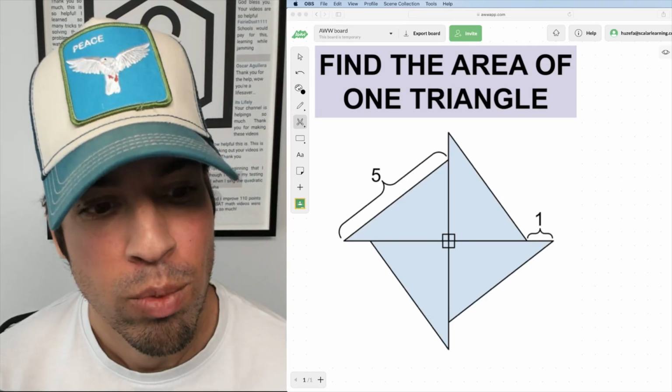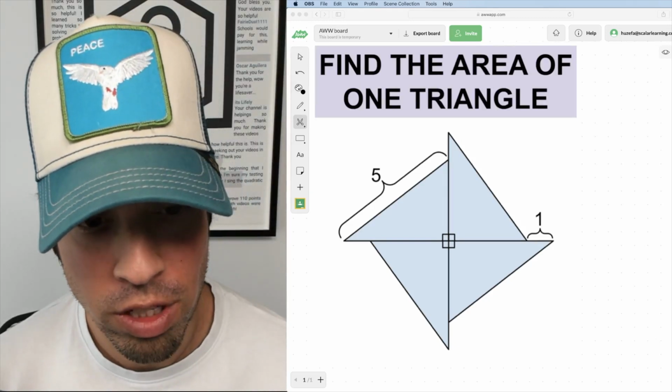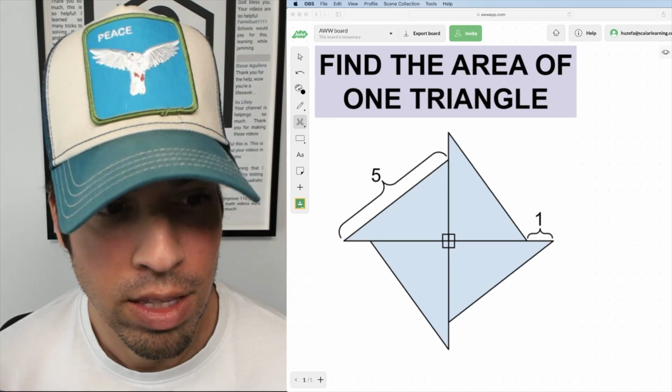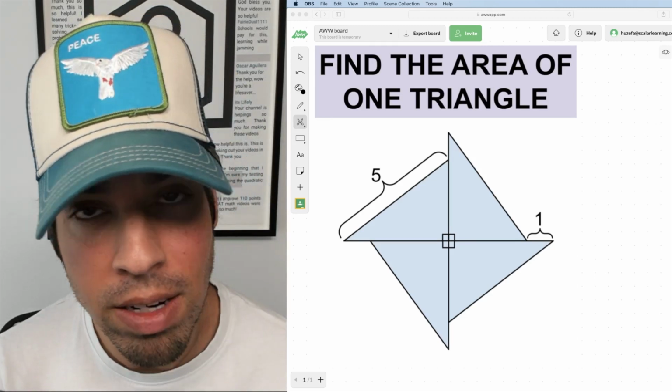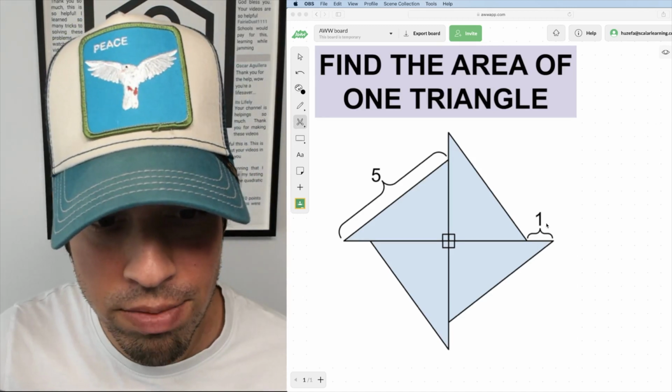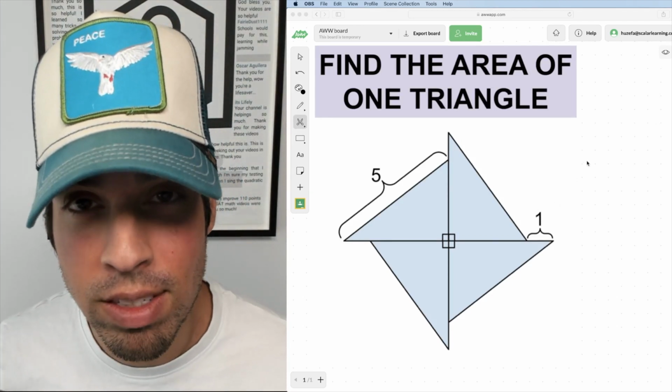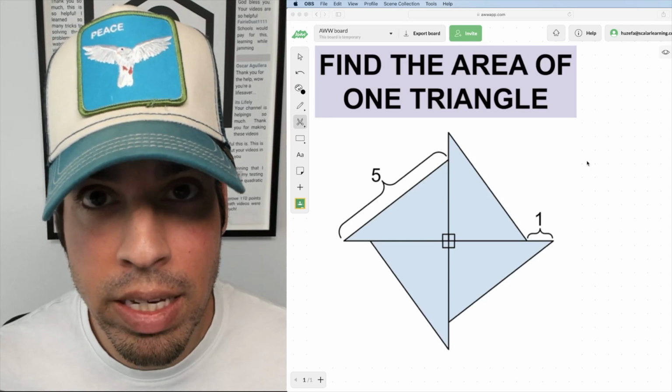In this one, we are given the following figure, which is comprised of 4 right triangles, and they are all equal. And the question is, if we know that the hypotenuse is 5 and this value here is 1, what is the area of each of these individual triangles? And once again, they're all equal.